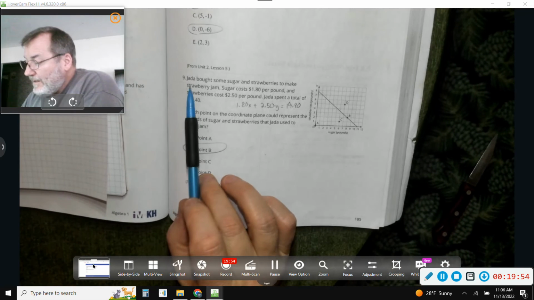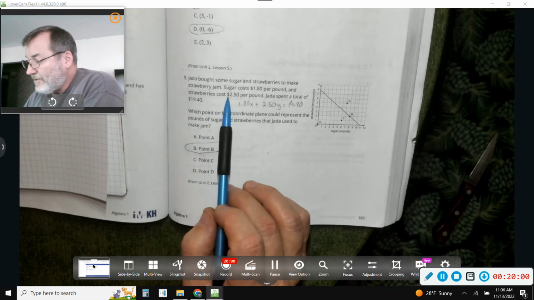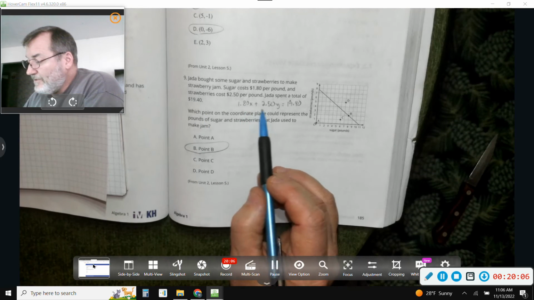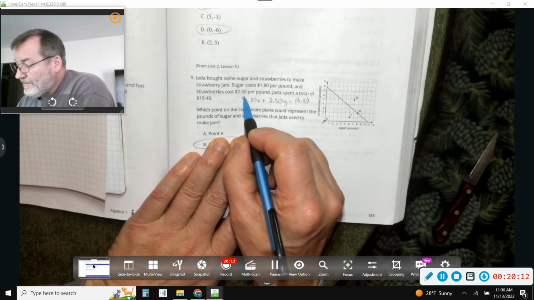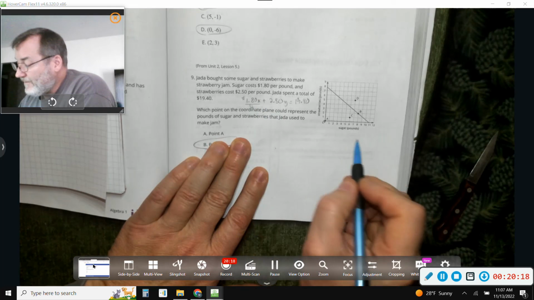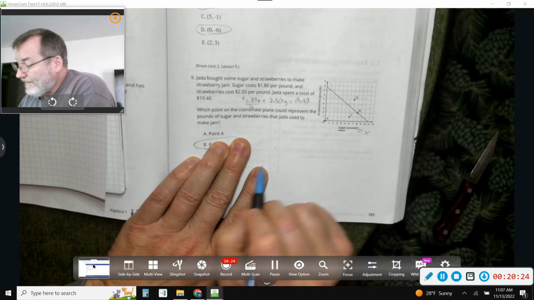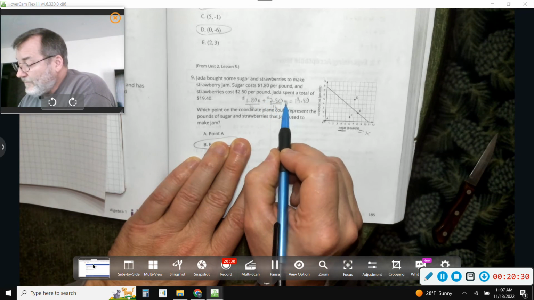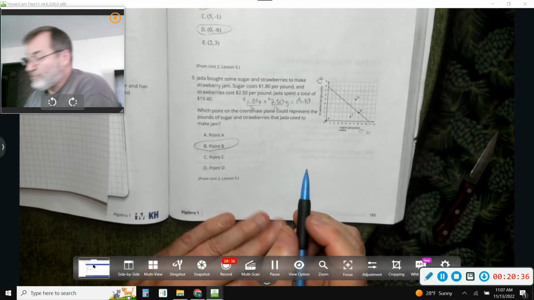Number 9. Jada brought some sugar and strawberries to make strawberry jam. Sugar cost $1.80 a pound and strawberries cost $2.50 a pound. Jada spent a total of $19.40. So here is your equation: 1.8, that's dollars per pound, times X, which is the pounds of sugar, plus $2.50 per pound times Y, which is pounds of strawberries. Notice that I'm labeling my axes like I'm supposed to.